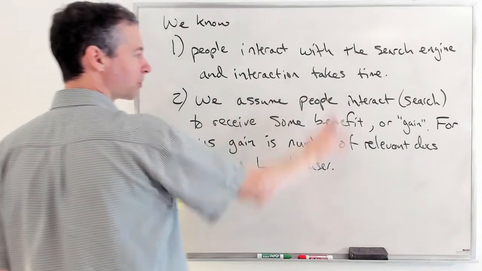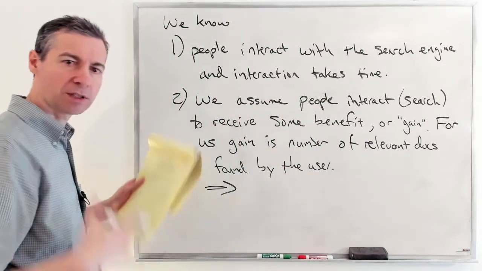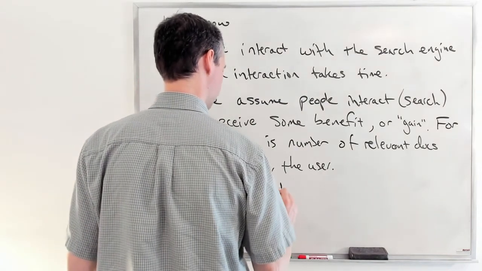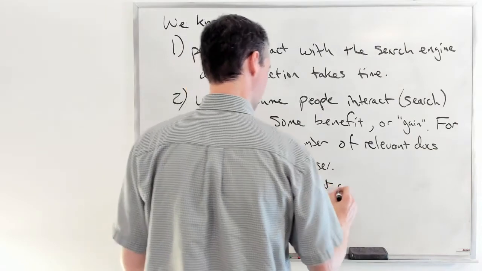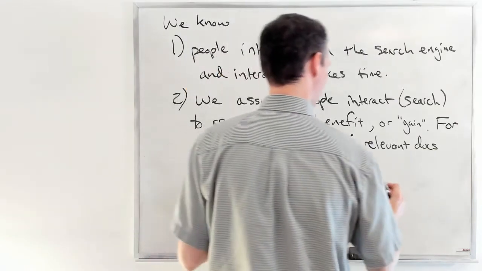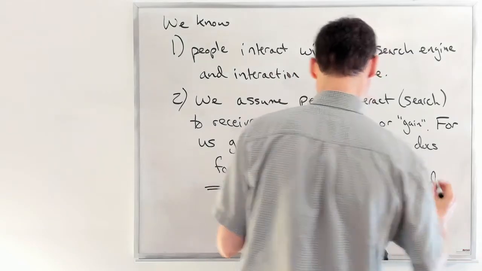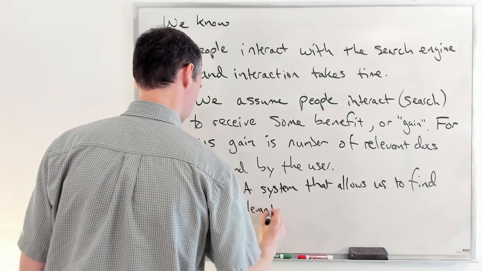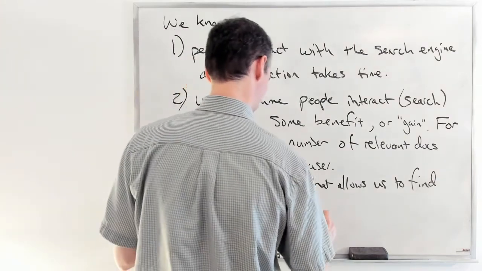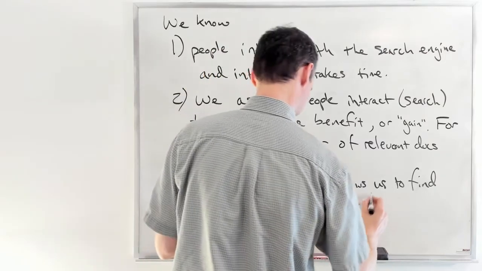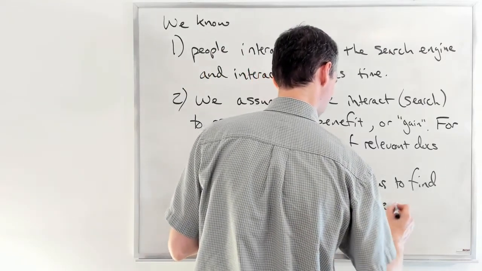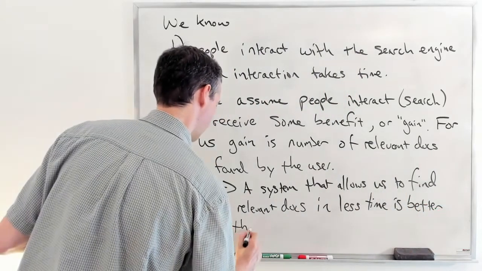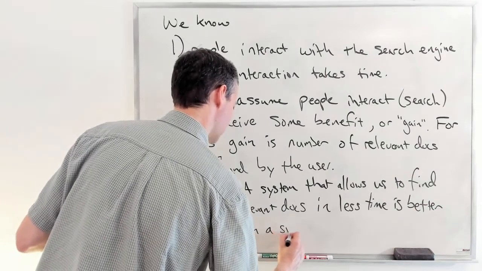We're going to deal with informational searches. People might need to find more than one document. And basically a system that allows us to find, let's say, n relevant documents in less time is better than a system that takes more time.